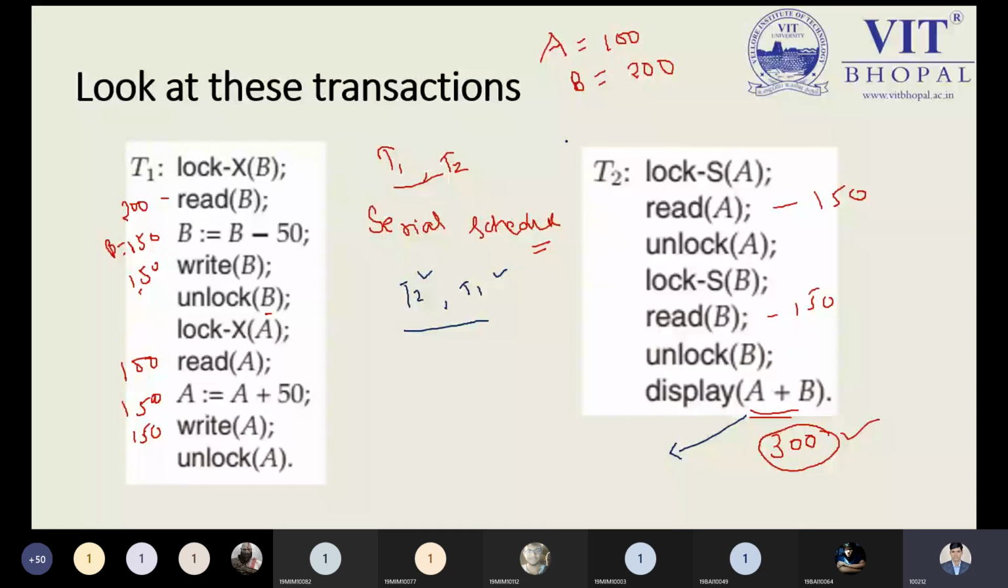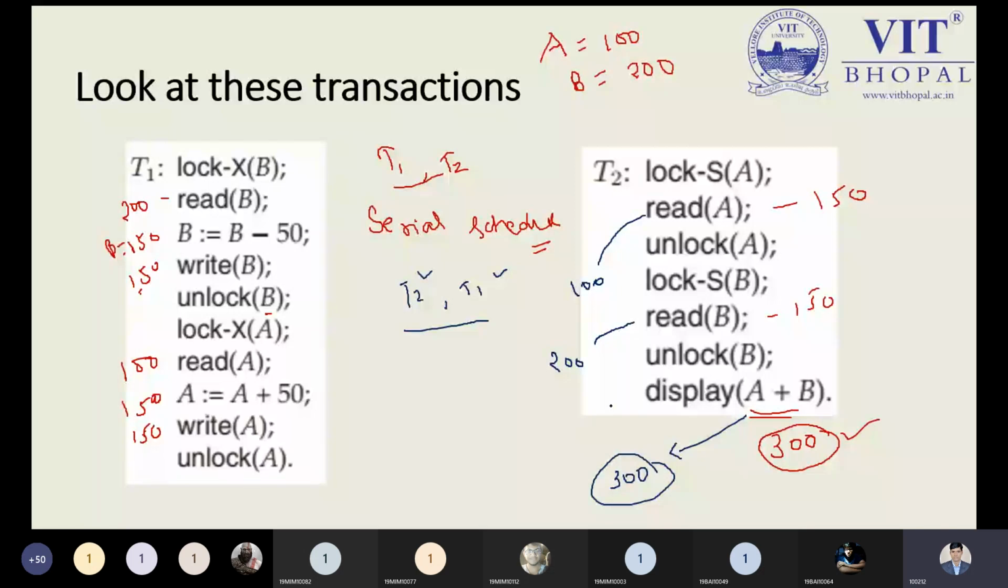That is 300. So with transactions T2 and T1, we will also have the same value, 300, because in transaction T2 we are reading the value of A, that is 100, and the value of B, we are getting 200. We are performing the operation display A plus B, so we are getting the same value, 300. So there will be no issue. See, this is a normal transaction T1 and T2 following the locking mechanism. So in the serial schedule, it is also possible to use the locking mechanism.